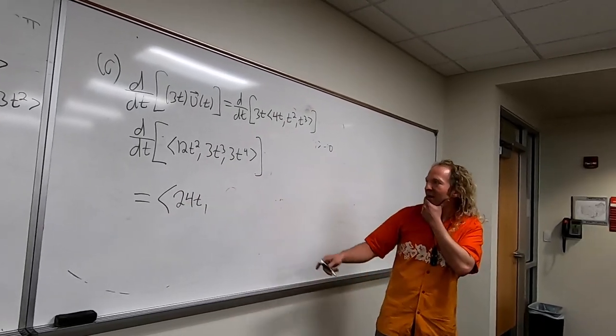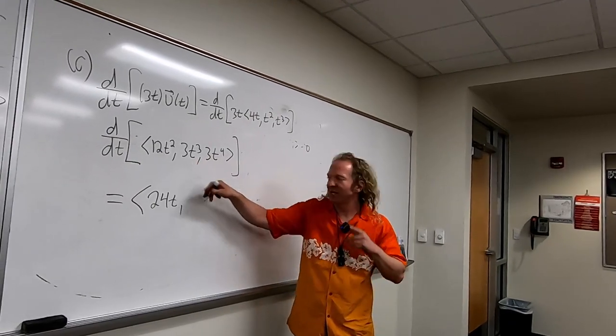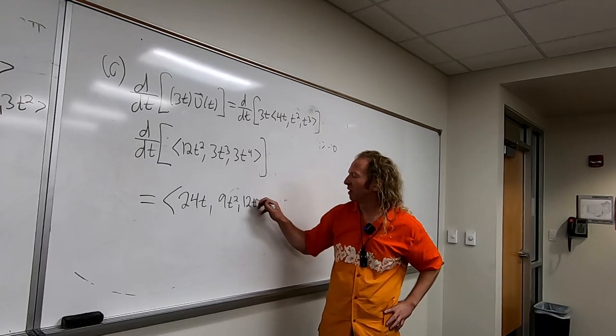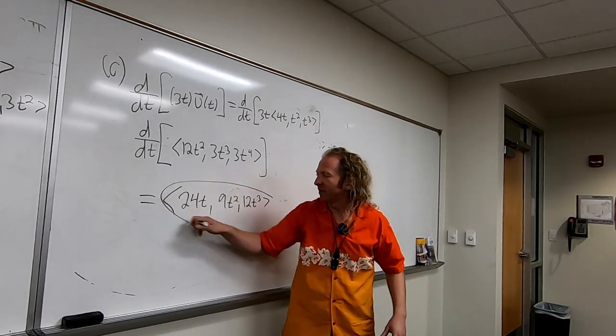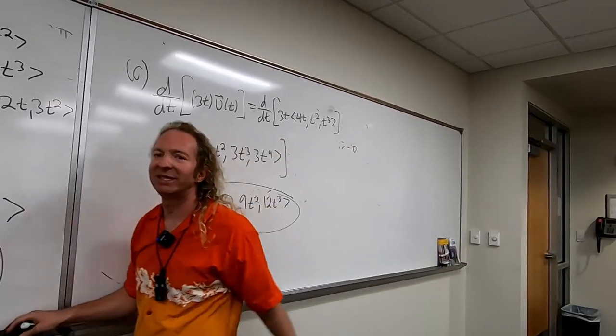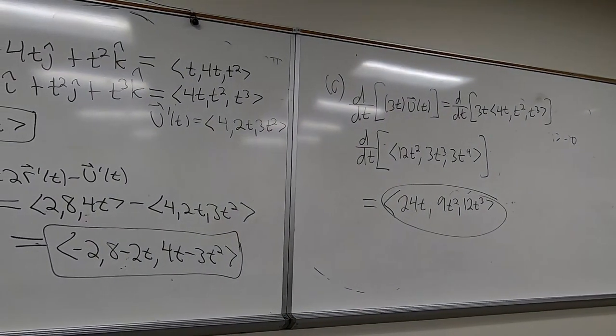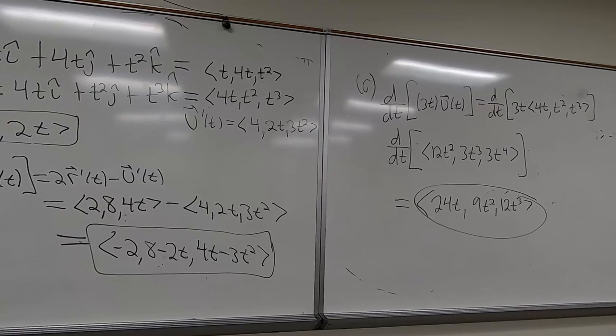So this is 24t, 9t squared, and then 12t cubed. That's it. That's part C. Part D and part E.